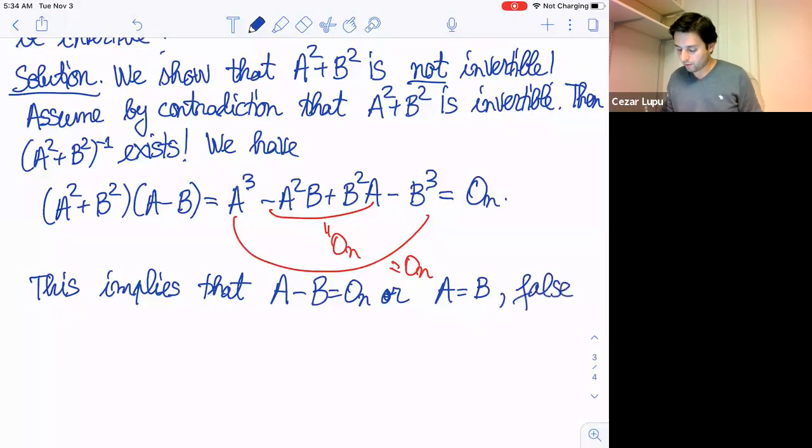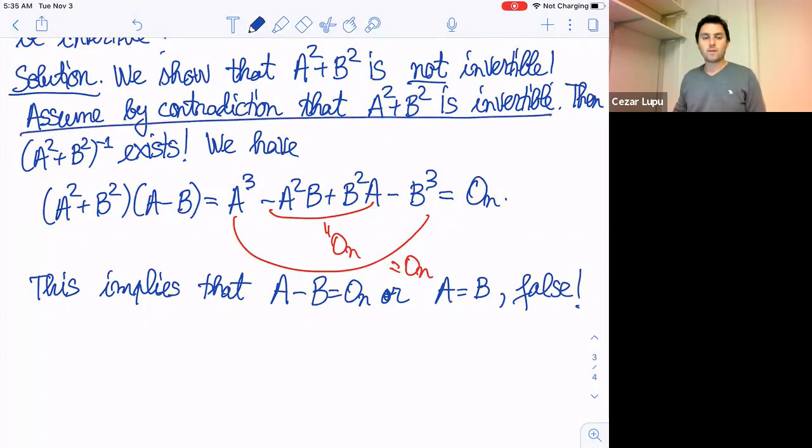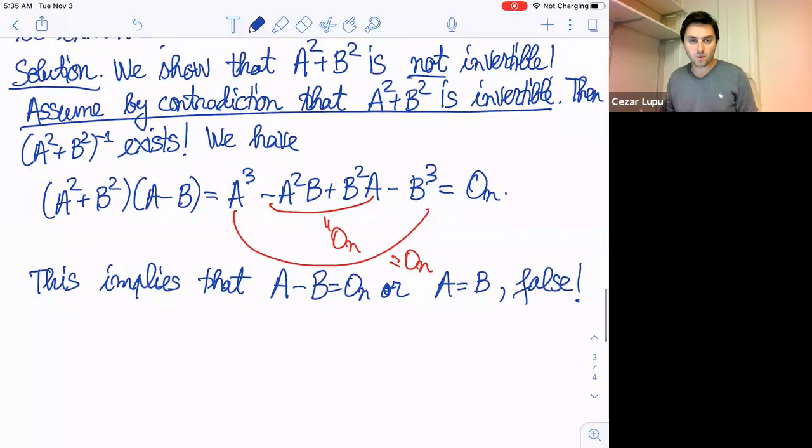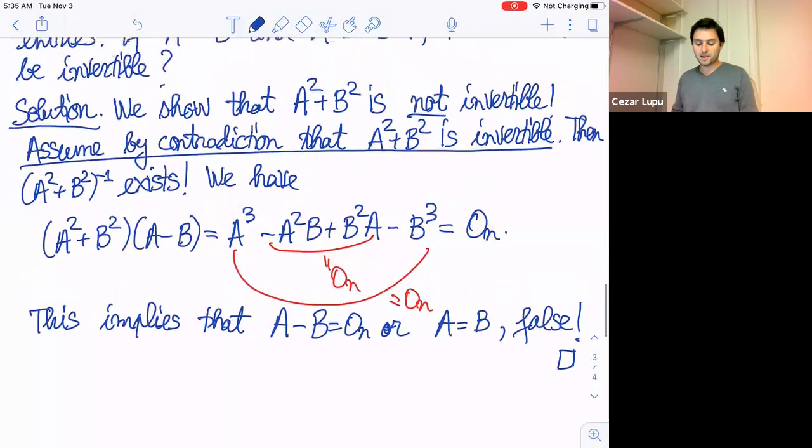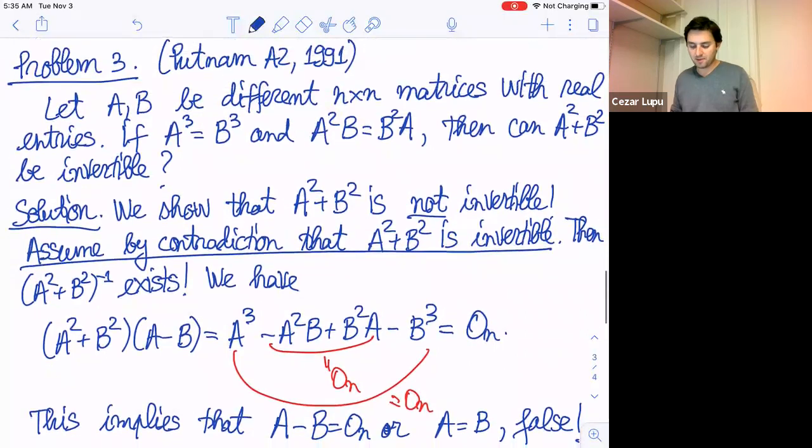So this is false. So where did the contradiction come from? From our assumption right here, that A squared plus B squared is invertible. So it follows that the matrix A squared plus B squared is not invertible. And the problem ends here. So that was Putnam 1991, problem 8-2. Pretty easy, I would say. And it's also in the worksheet that I assigned for you to solve.